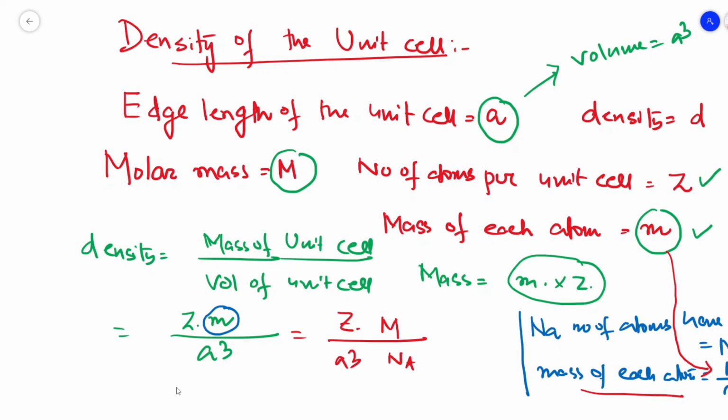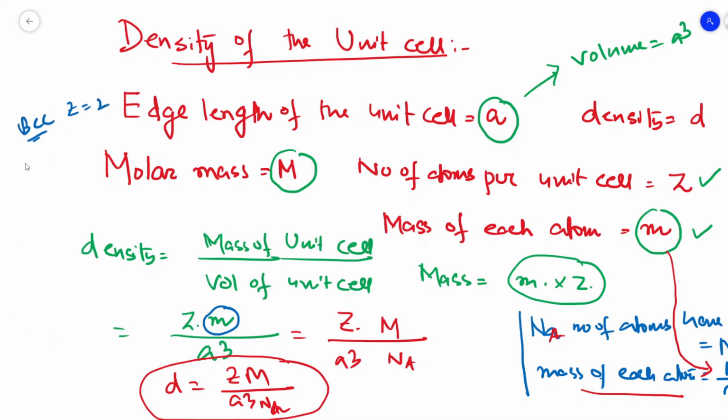So what will be the formula of density? d is equal to ZM by a cube Na. It is very important. By this way we can calculate the density of the unit cell, and the formula is d equal to ZM by a cube Na. Z means number of atoms per unit cell. For BCC you can write Z is equal to 2, for FCC Z is equal to 4, for simple cube Z is equal to 1. So that is the value of Z.